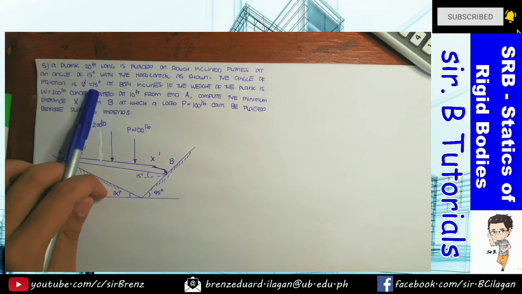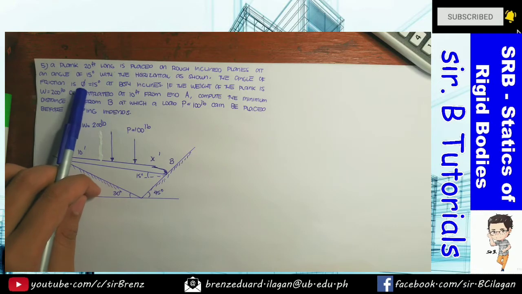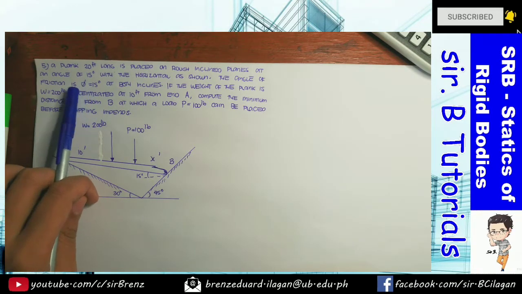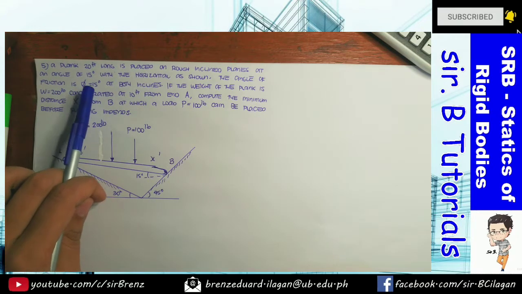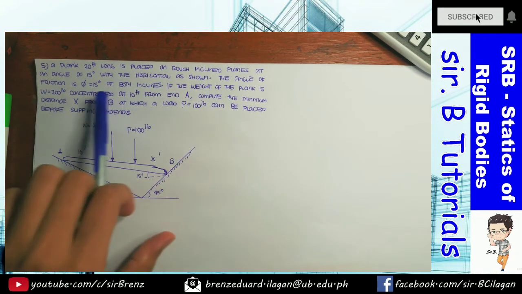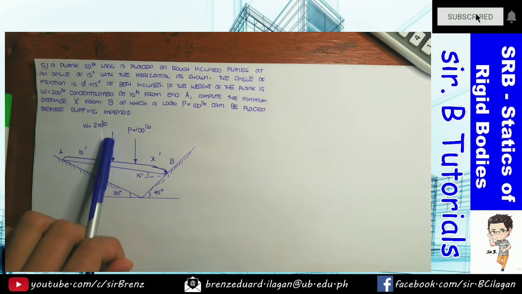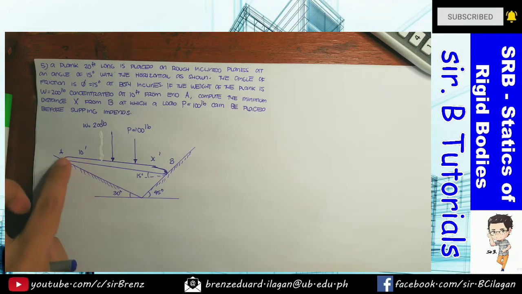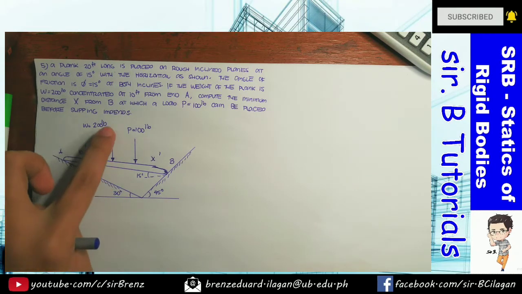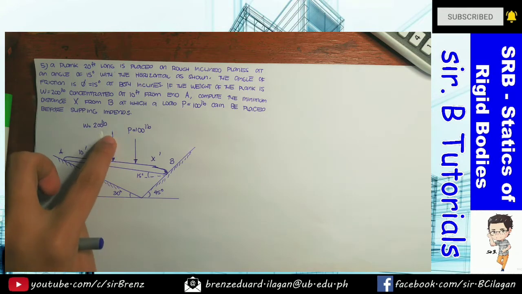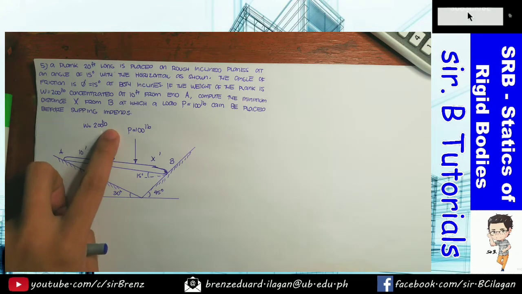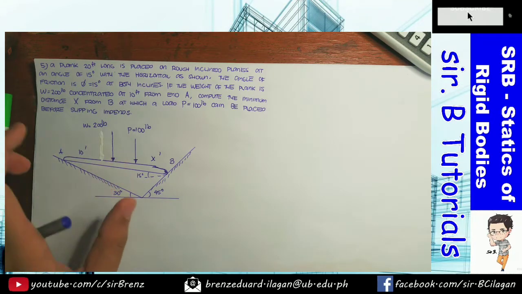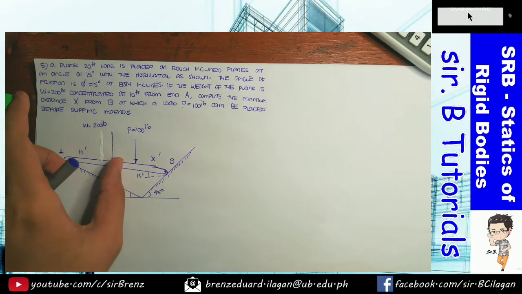So itong 15 degrees na to, it's either gamitin natin yung coefficient of friction or yung angle of friction na lang. And if the weight of the plank is 200 pound, concentrated at 10 feet from end A. Okay, so nandito yung kanyang weight, which is 200 pound, and we all know that yung weight naman is always placed at the center of gravity or the center of your plank. So again, ito is 20 feet long, so ang gitna niya is 10. Okay?